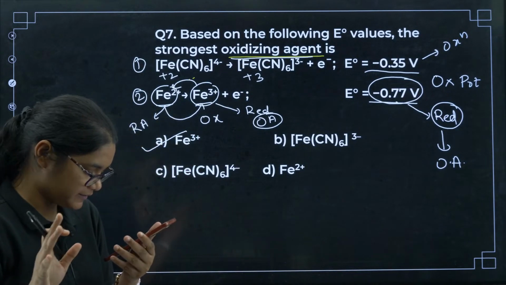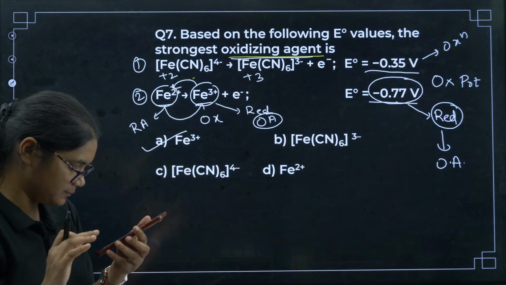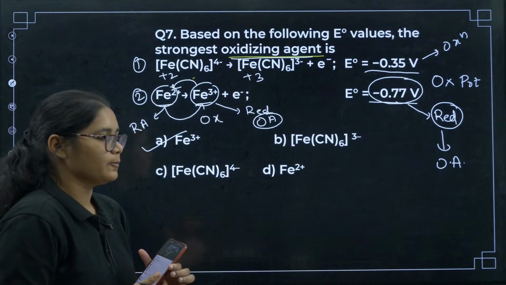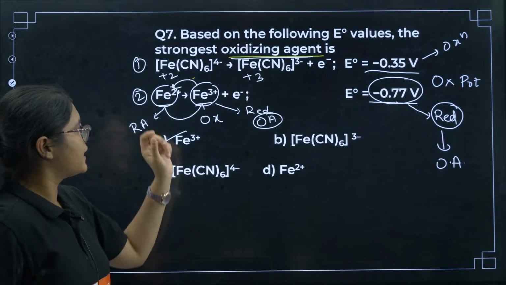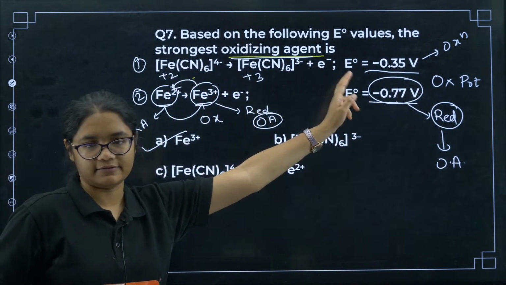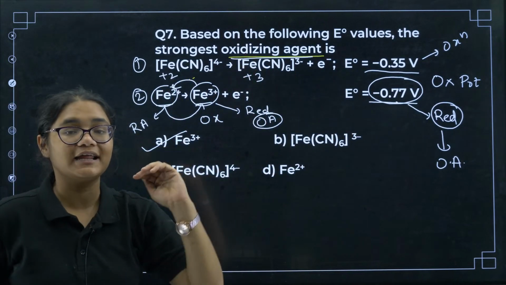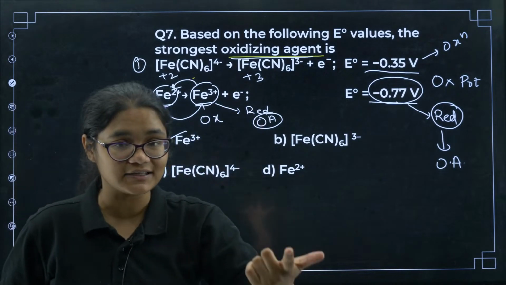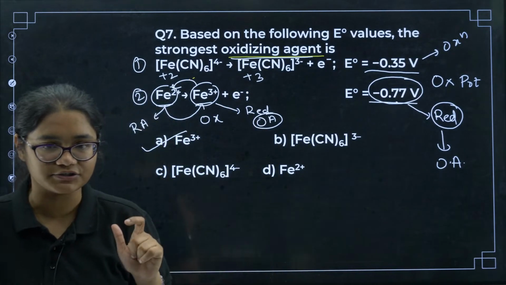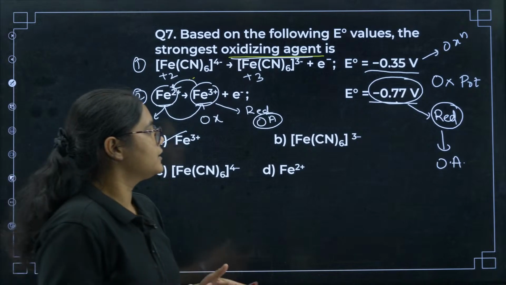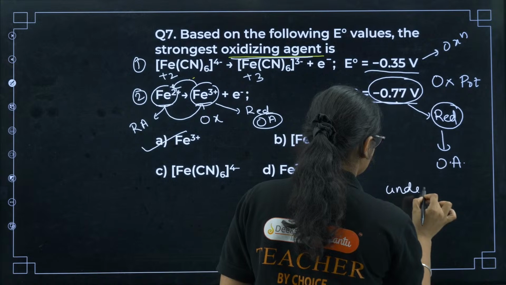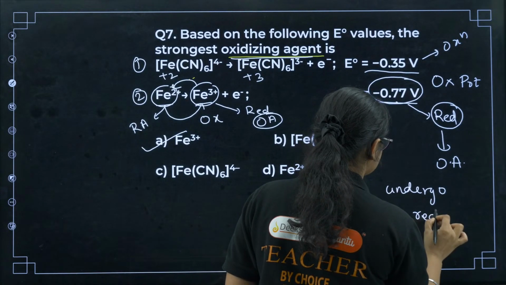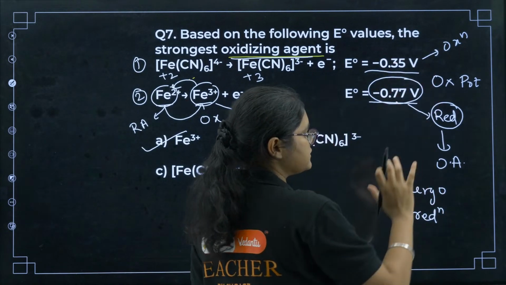Yes, students, did you understand this one? No? Students, please check the concept once again. It is telling you oxidation potentials are given. For the strongest oxidizing agent, it will oxidize others, and itself it will undergo reduction, right? Now oxidation potentials are given.